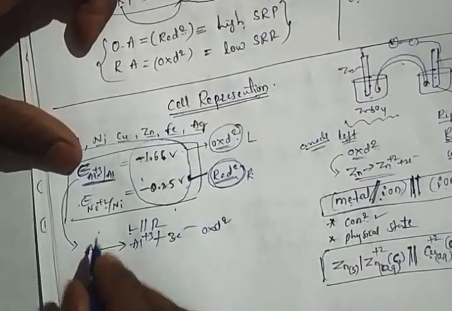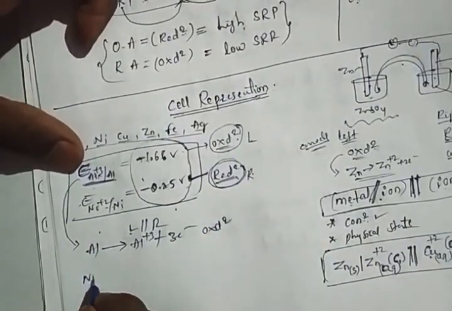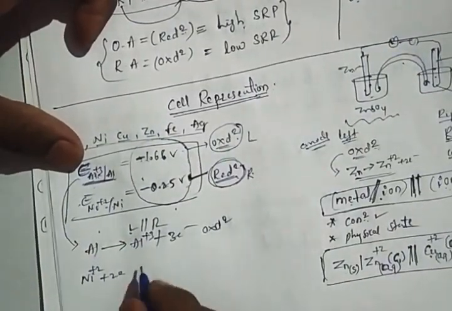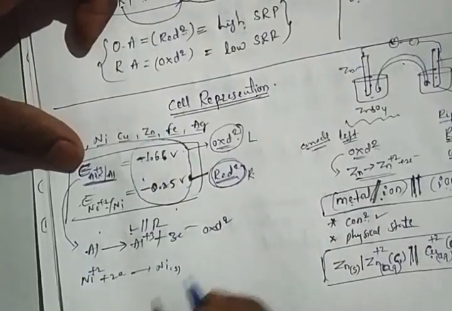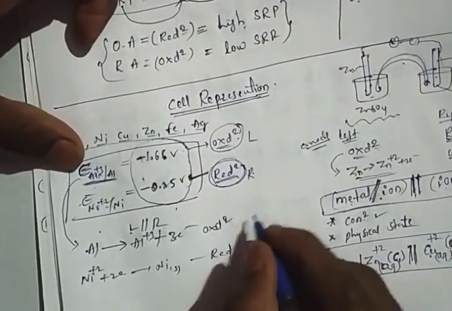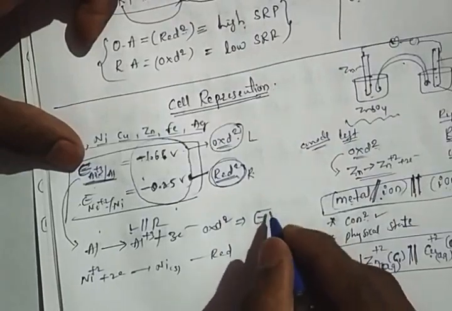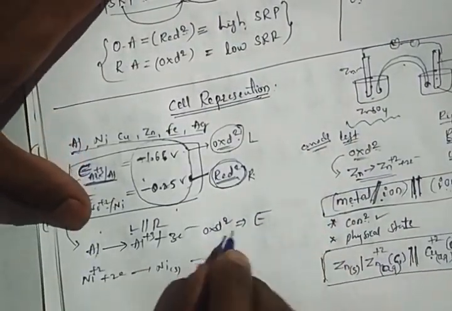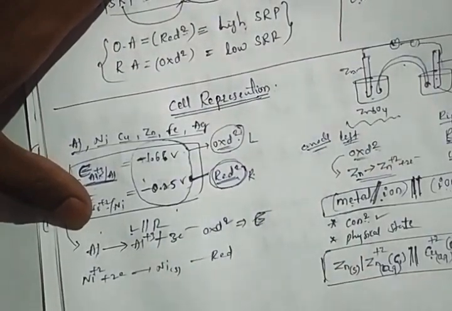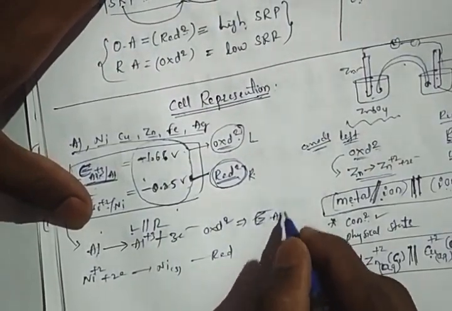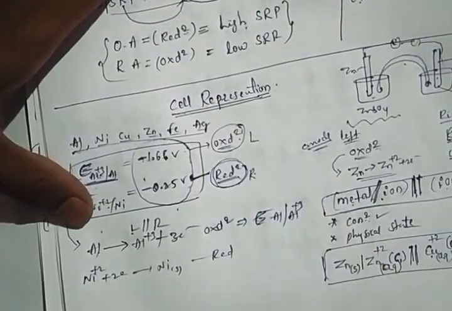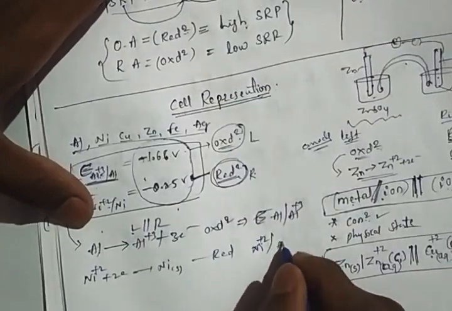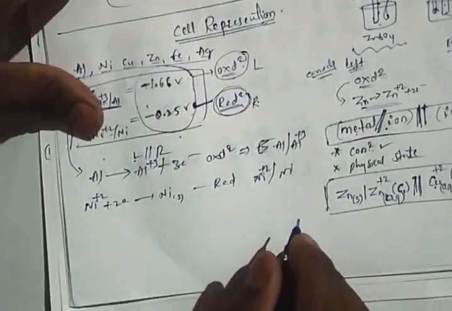Now write the reduction reaction. Nickel plus 2 ion needs 2 electrons. Therefore, nickel plus 2 plus 2 electrons gives rise to nickel, which is solid. This one is reduction. Now can you represent this? What should we write in E subscript? For the cell representation, first the metal bar its ion, Al bar Al plus 3. Similarly here, nickel plus 2 ion bar nickel. Now you can represent the cell.